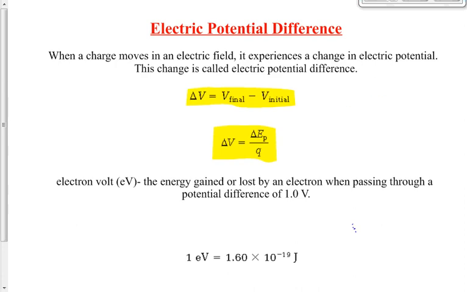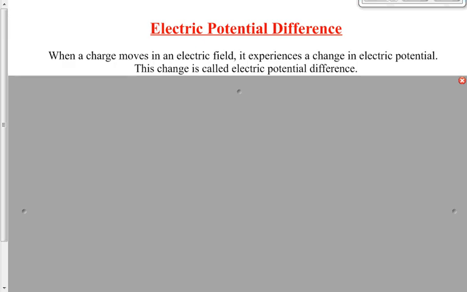Here's another one. Potential difference. If potential energy is the energy that's stored in a system of two charges, and potential is the energy per coulomb of charge, then potential difference would be the change or the difference in potential. In other words, it would be the difference in the amount of energy per coulomb of charge.